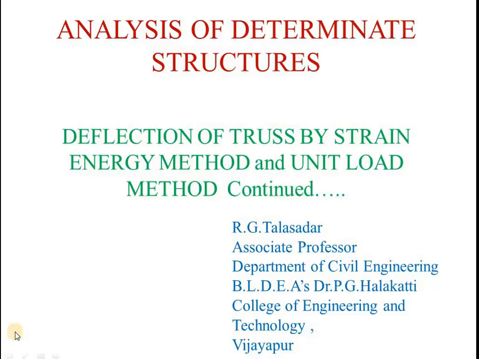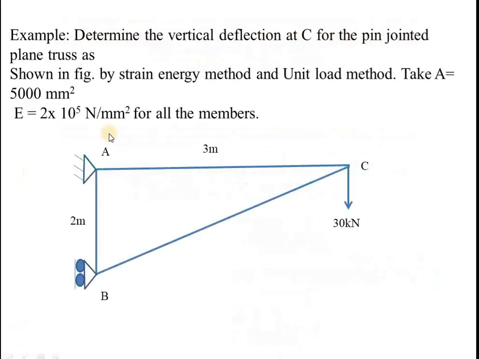Hello everyone. We'll consider some problems on deflection of truss by strain energy and unit load method. So we'll consider one example here. Determine the vertical deflection at C for a pin jointed truss as shown in figure by strain energy method and unit load method. Take A equals 1000 mm square and E equals 2 into 10 to the power 5 Newton per mm square for all the members.